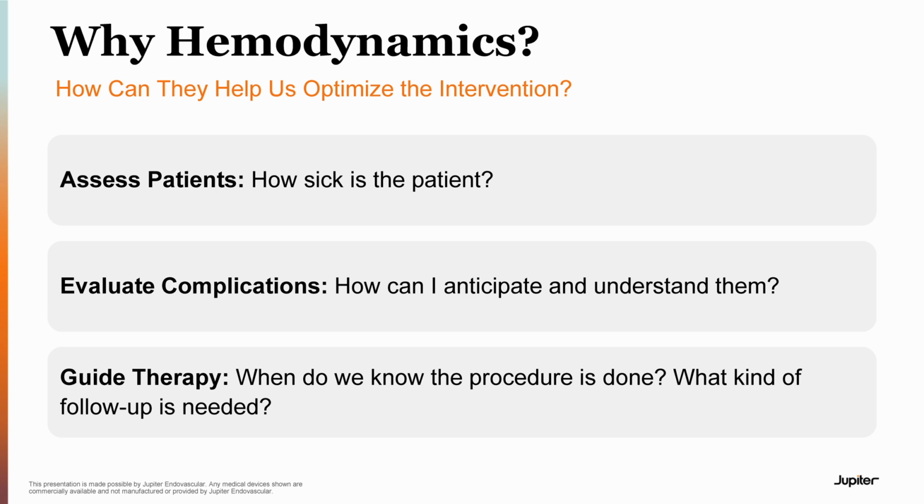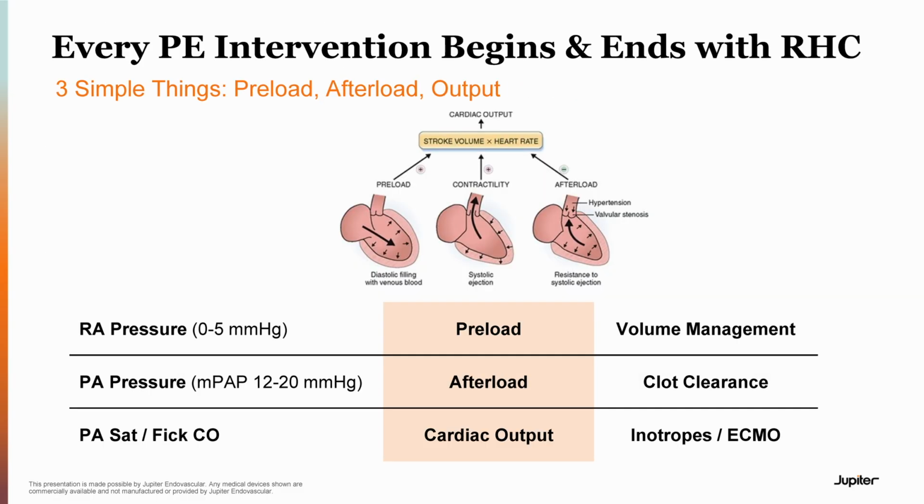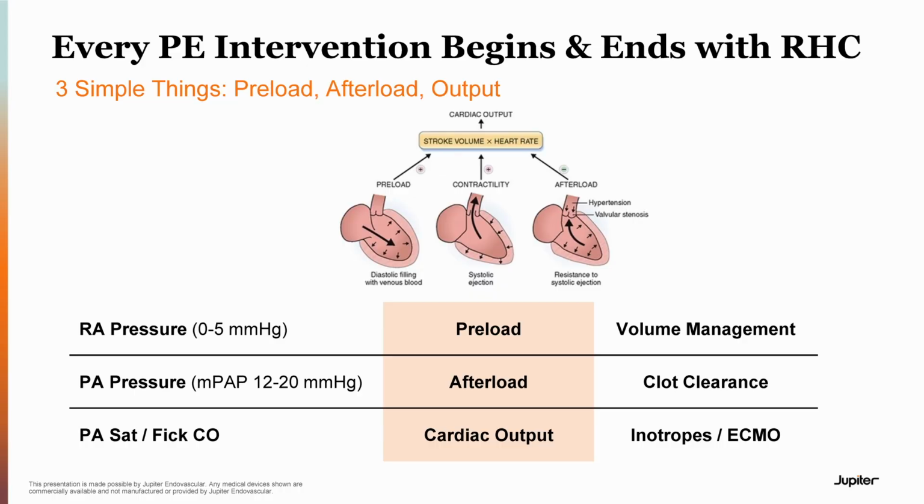When are you done with the procedure? What objectives do you need to achieve to be satisfied? Before we get into that, it's important to understand that this is a relatively easy thing to do. You are on the right side of the heart. You go through the RA, you end up in the PA. It's very easy to measure an RA pressure. It's very easy to measure a PA pressure and calculate a cardiac output from the Fick method. These are the three things that are essential. You do not need to do any kind of sophisticated analysis on the fly in the cath lab.